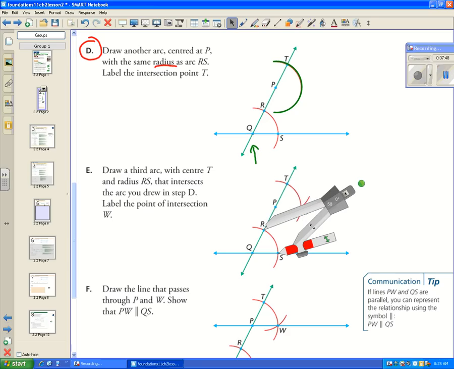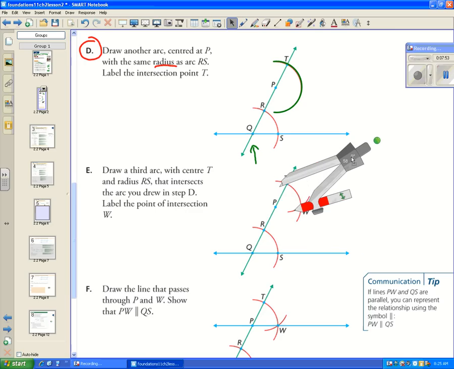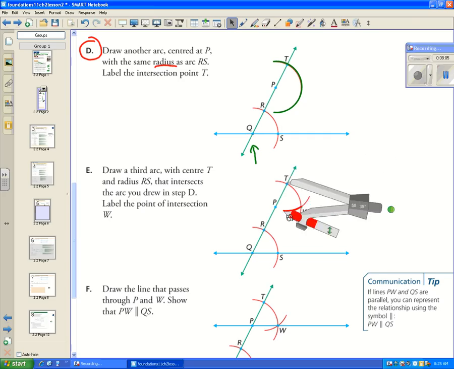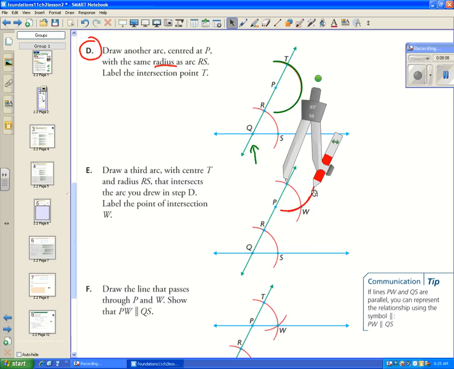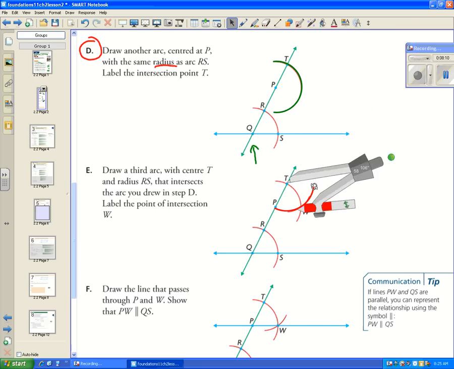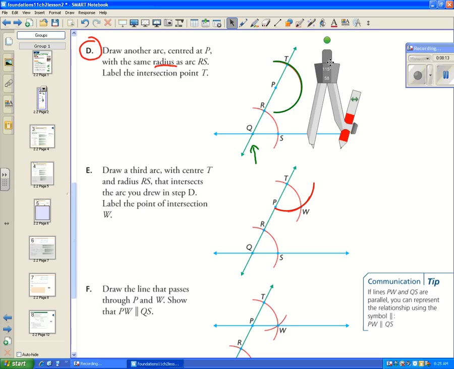And now from RS, I put my compass on T, as exact as I can. And now I'm going to draw another arc that's going to intersect the arc I made in the last step, right there. Oh, beautiful. So that's step E. Draw a third arc with center T, a radius RS that intersects the arc you drew in the last step. Label this W. So we're labeling that W.